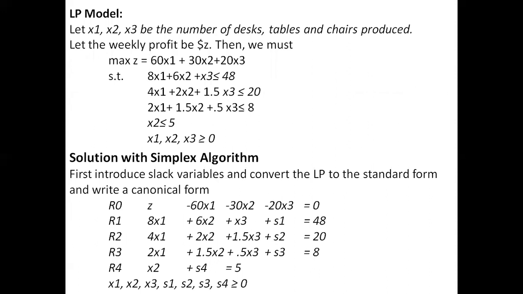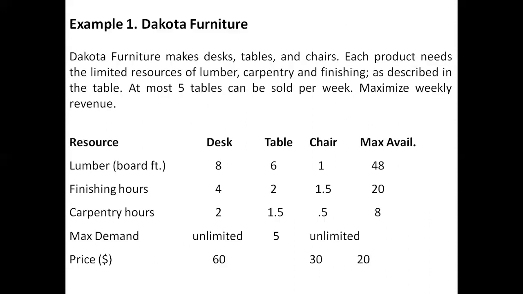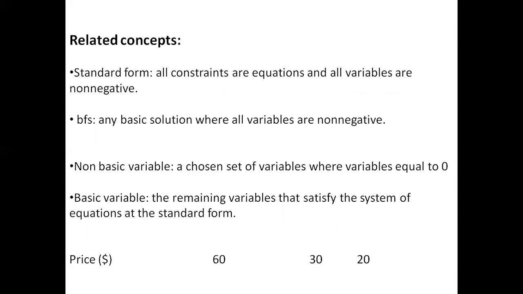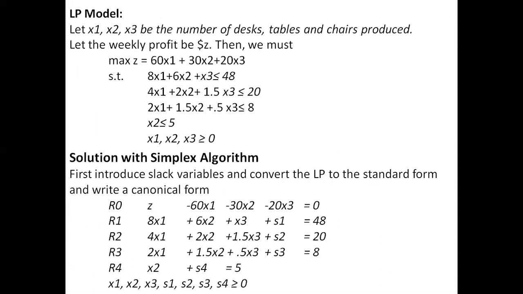So for x1 there is no limitation. For x2 there is no demand limitation. Sorry, for x3 there is no demand limitation. So for x1 and x3, that is for desk and chair, there is no limit on the demand. Only for the table we have the demand, that is x2 is less than or equal to 5, and considering x1, x2, x3 is definitely greater than or equal to 0.